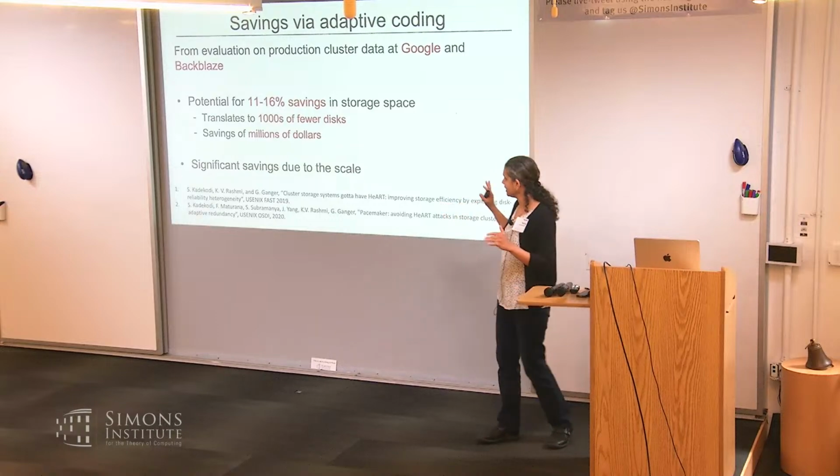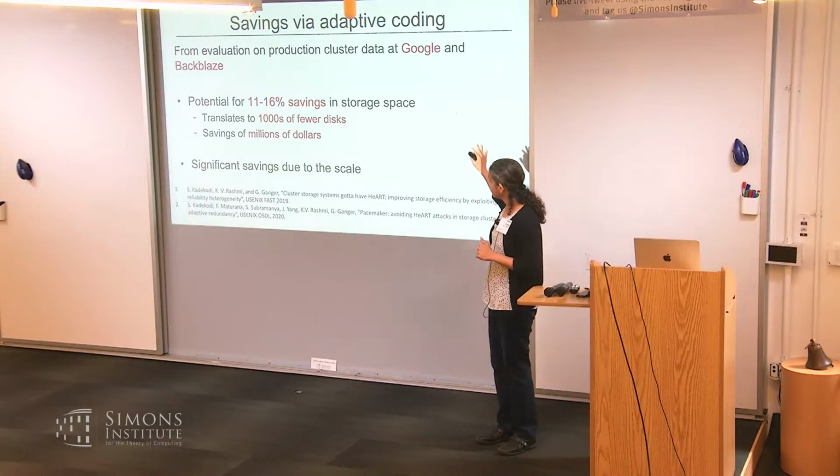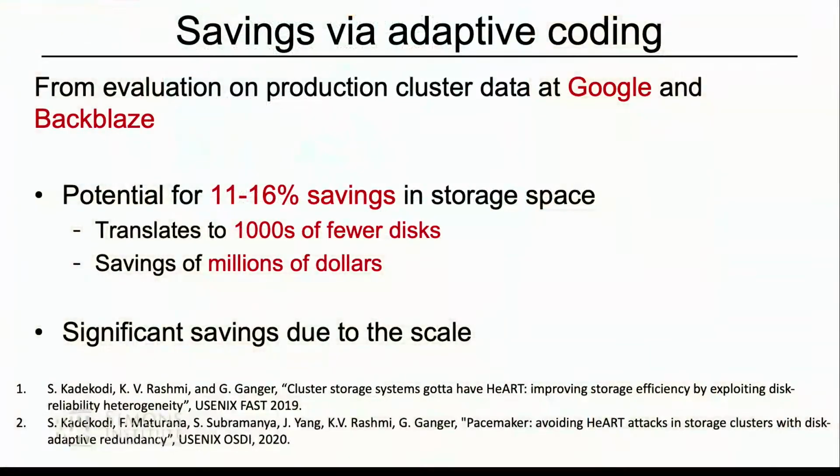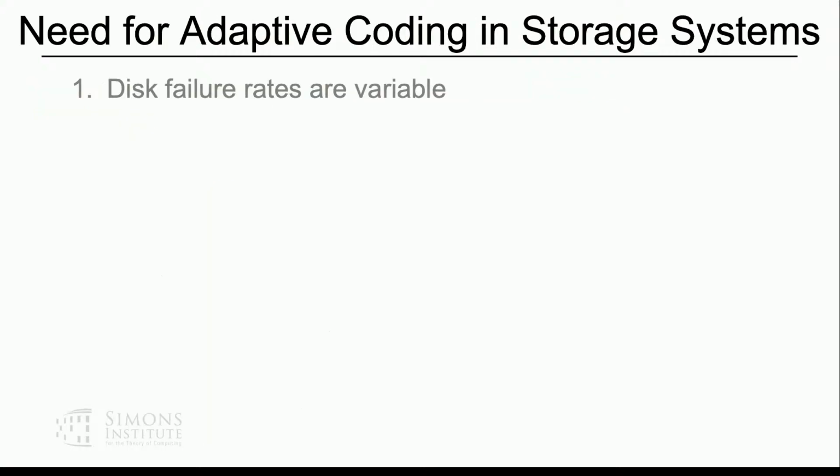Okay, so if not, let's go ahead. So doing disk adaptive redundancy in large-scale clusters, because of the scale, can lead to significant savings. Okay, so this was one of them. This is one reason for doing adaptive coding in storage clusters.